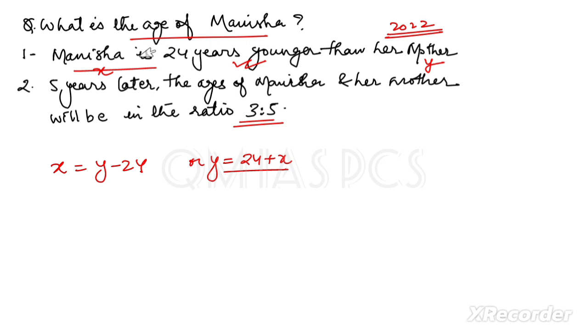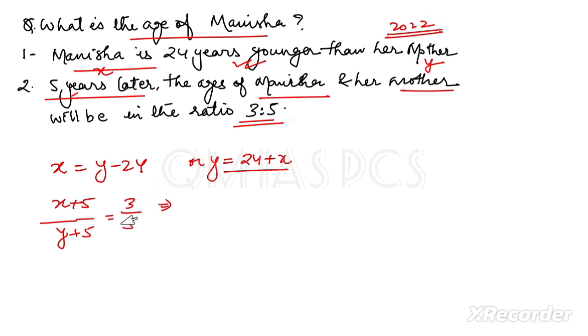We are not getting the age of Manisha directly, we are just getting the relation. Okay, linear equation in two variables. Five years later, the ratio of the ages of Manisha and her mother will be 3:5. So five years later means Manisha by her mother. Manisha means x, her mother means y, and five years later means plus 5, and that relation is given as 3/5.